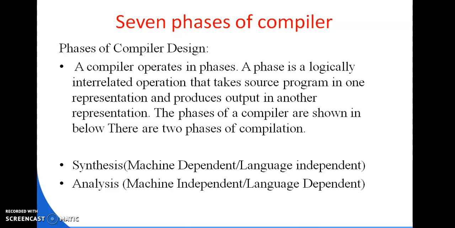Or you can simply state it: a compiler is a program that reads a program written in one language, the source language, and translates it into an equivalent program in another language, the target language. As an important part of this translation process, the compiler reports to its user the presence of errors in the source program. So: source program, compiler, target program, error messages.